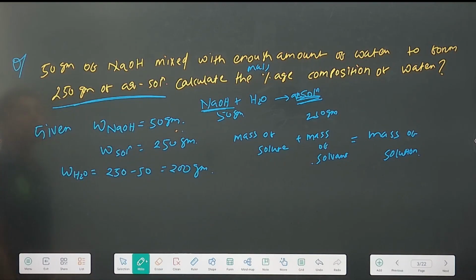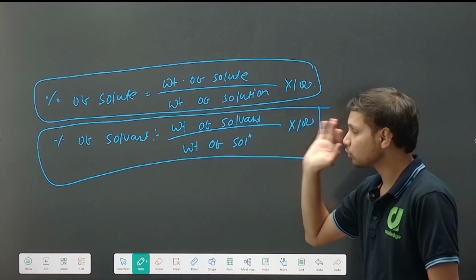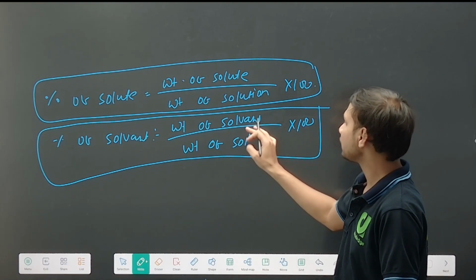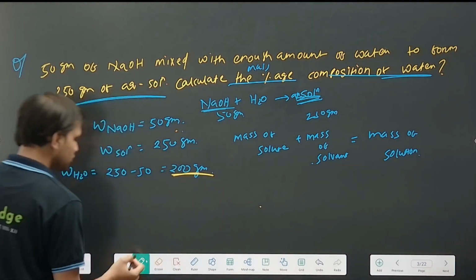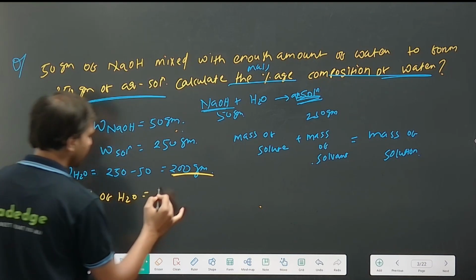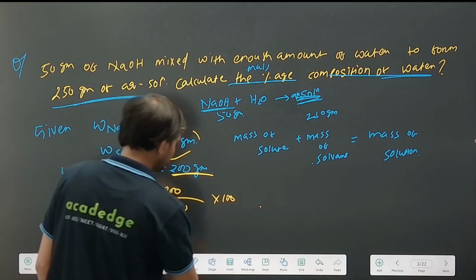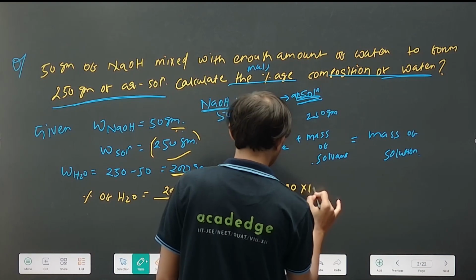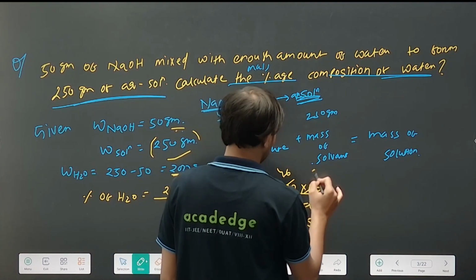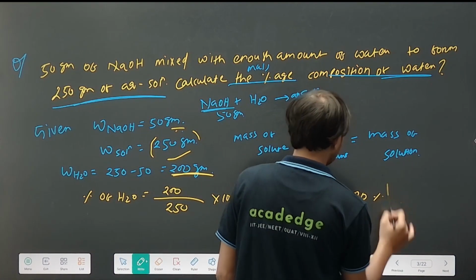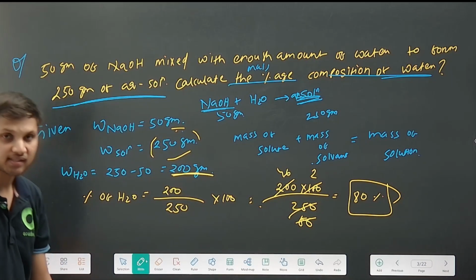Now the question asks for the mass percentage of water. Look at the formula I gave you: percentage of solvent equals weight of solvent by weight of solution into 100. The weight of solvent is 200 gram, and the total mass of the solution is 250 gram, so it is 200 into 100 by 250. It is divisible by 50, and it comes out to be 80%. So in the total solution, the water composition is 80%. This is how we can calculate the mass percentage of any solution.